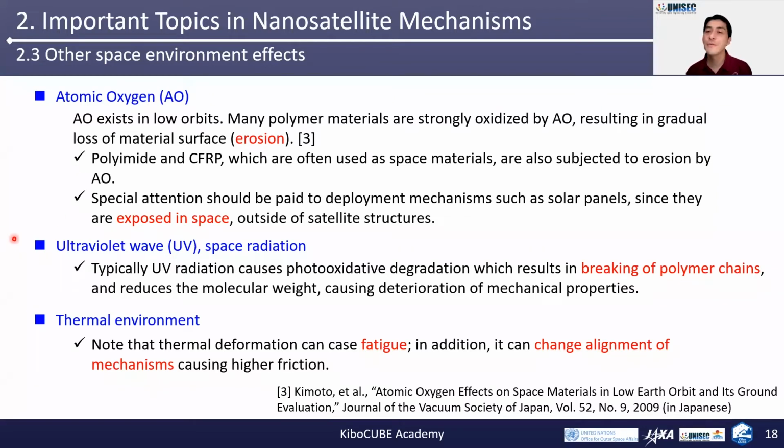The same is true for ultraviolet waves or other space radiation, which are much stronger in space than on the ground. Typically, UV radiation causes photooxidative degradation, which results in the breaking of polymer chains and reduces the molecular weight, causing deterioration of material properties.